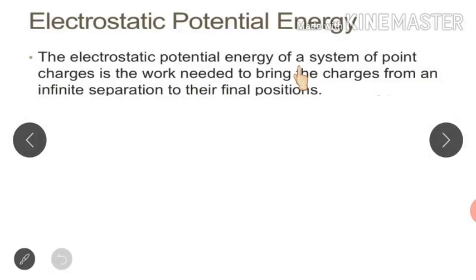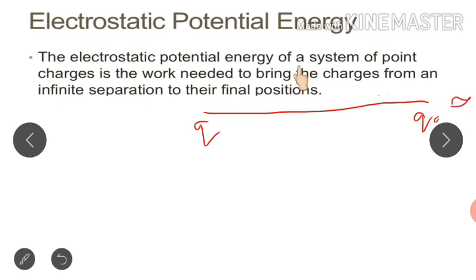Now suppose Q charge is there and another charge Q0 is brought from infinity to a particular point A, which is at x distance from Q. So when we are bringing this charge towards Q, Q is having its own electric field, and because of this electric field, this charge Q0 will experience some force. It will experience force of repulsion.